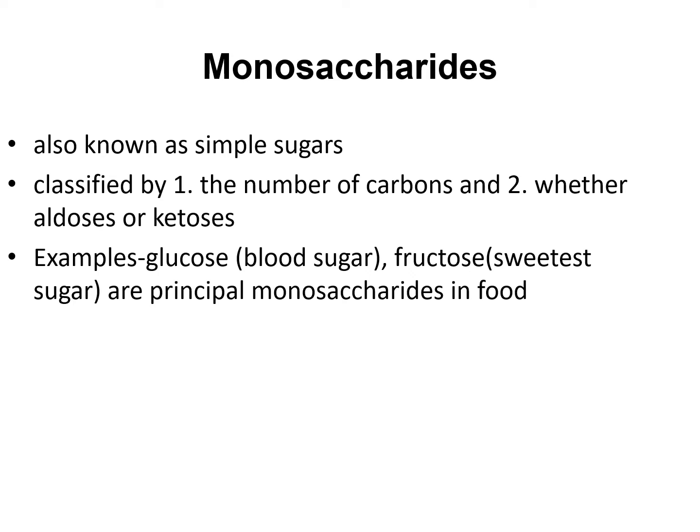Monosaccharides, as the name itself refers to, mono represents one. So these monosaccharides are the simple sugars, and you can think of them as the simplest sugar. Examples include glucose, fructose, galactose, and so on. These are the principal monosaccharides in food, and they are further classified by whether they have an aldose or ketose group, and also by the number of carbon atoms they have.